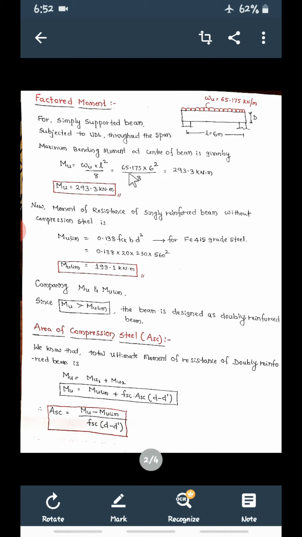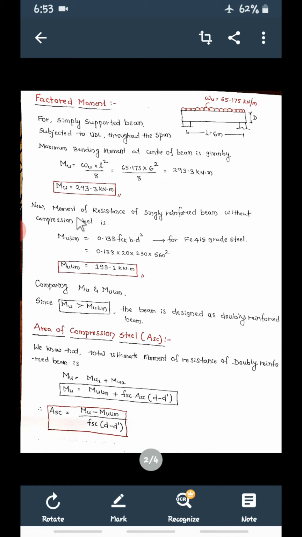So substitute the value: 65.175 WU into span, which is 6 meter, 6 square divided by 8. So the factored moment or maximum bending moment will be 293.3 kilonewton meter. Okay, 293.3 kilonewton meter. So therefore this is the factored moment. By knowing the load, we can calculate MU. Now this is the total MU.